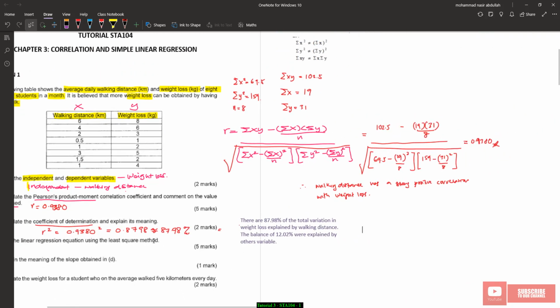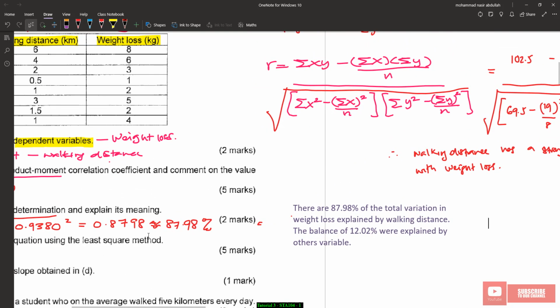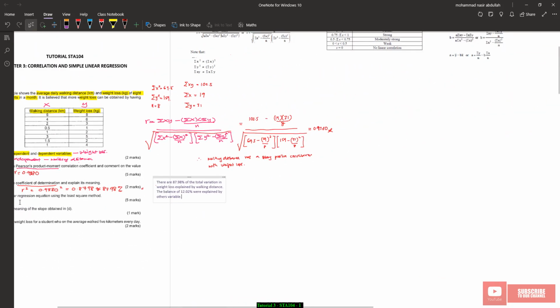Sir, I want to ask. Yes. Must we do the balance part? If you don't do it, it's okay, but at least you need to know what the explanation is, where the balance goes. The 87.98% is the explanation by walking distance. What about the others? The 12%, where does it come from? So we need to understand. It comes from other variables that are not in this model. Right? Okay, sir.